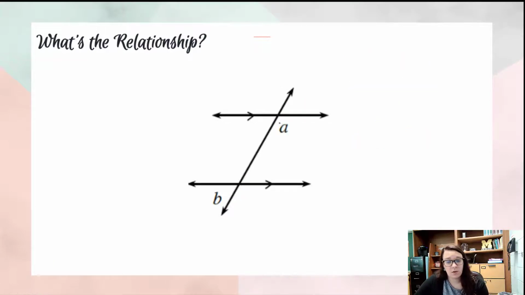Last one here, we've got our marking to show us that A and B are supplementary, and they are, what's going on here? One's on the inside, one's on the outside. We don't even have a name for this in this case, but we know they're supplementary.